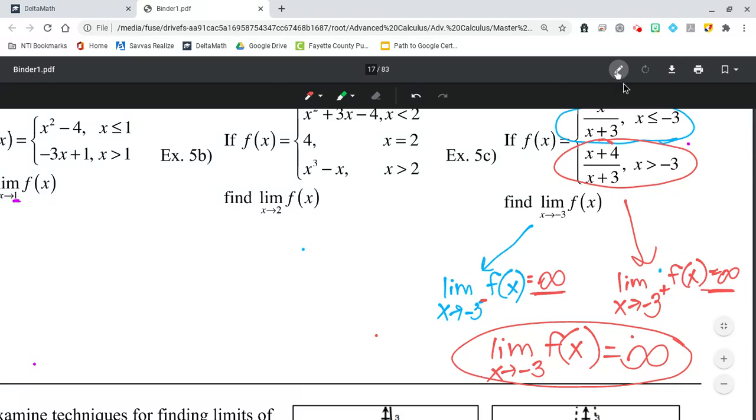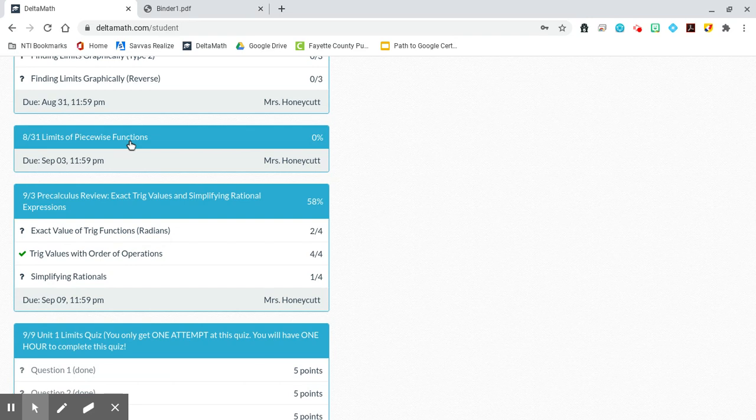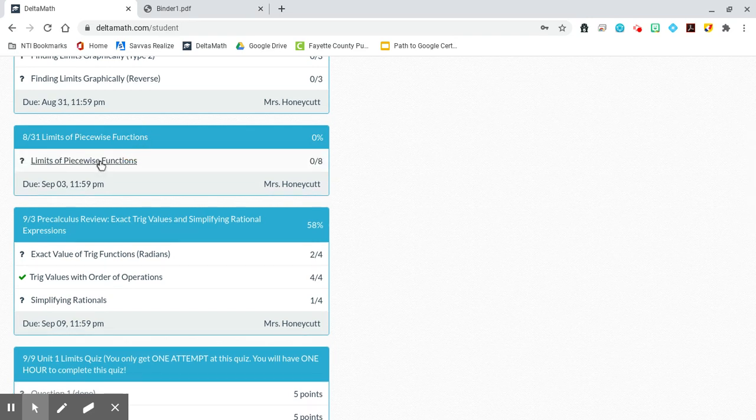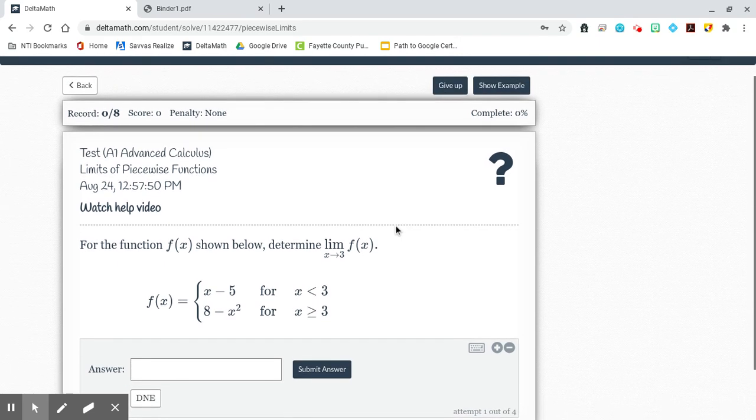Okay? Now, when you guys go to do your assignment in Delta Math, you'll see that there is one titled 831, Limits of Piecewise Functions. You'll have 8 in here you have to do, and you have 4 attempts to get each question correct. So you can get as many correct as you want, but your score is going to depend on how many you get correct. Okay, so there's one in here that I want to show you all. So let me find it, and then I'll be back to work it out with you guys.